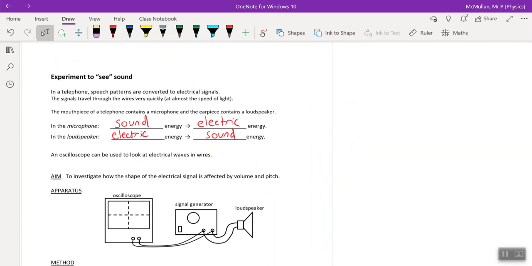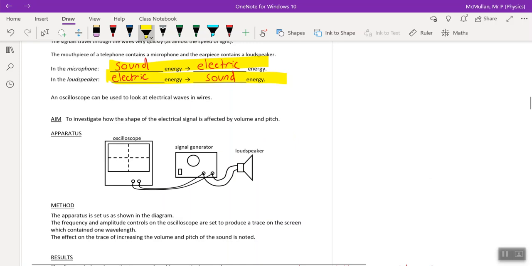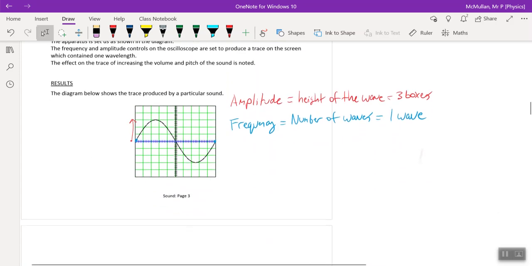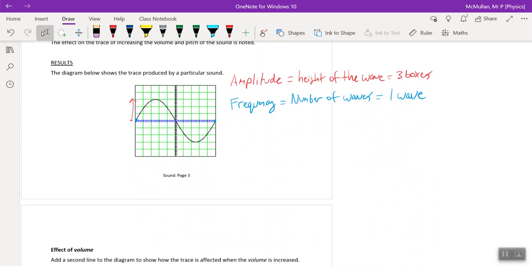We can use a microphone to see sound. The microphone changes the sound energy into electric energy. An electric loudspeaker changes the electric signal into sound. When we look at a sound wave on an oscilloscope, we see a wave image. The amplitude is the height of the wave. The frequency is the number of waves. So in this case, we have a height of 3 boxes, and there is one full wave from start to finish.